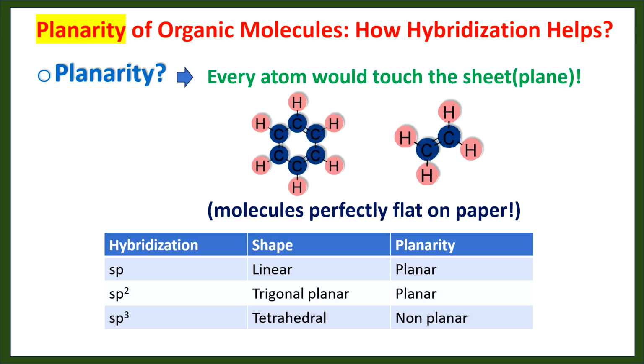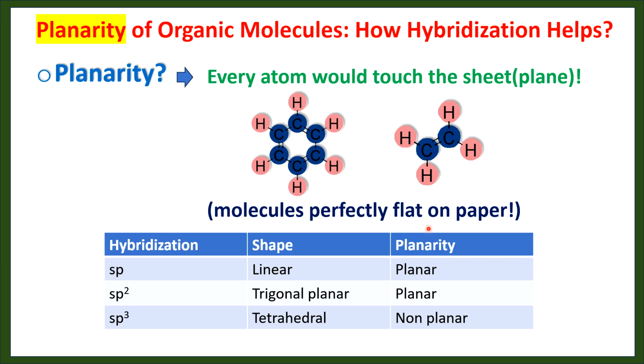Now we will move to another interesting topic, that is planarity of organic molecules. So what is planarity? If every atom of a molecule touches the sheet, meaning the plane, then it can be a planar molecule. Like this is benzene, this is ethylene. So the molecules are perfectly flat on the paper.